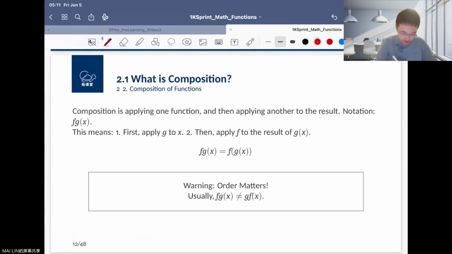Maybe here we can just write that as f(g(x)). Here, g(x) is the first layer, and then f is the second layer, that is f(g(x)). Please remember that the order matters: f(g(x)) doesn't equal g(f(x)), because they're quite different from each other. f(g(x)) means first we calculate g and then we calculate f, but g(f(x)) means first calculate f and then calculate g.